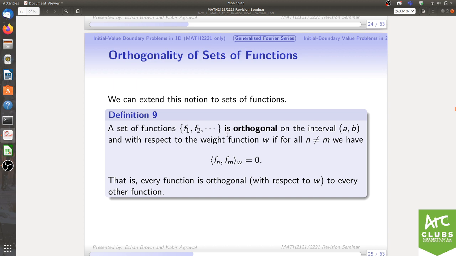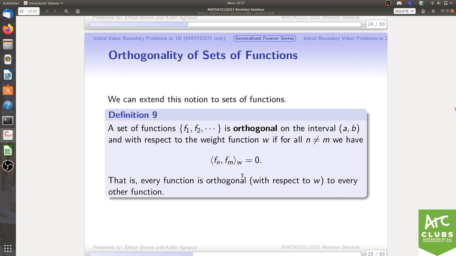So we can create these sets of orthogonal functions, where we are essentially considering a set of functions, and when we take the inner product with respect to a particular weight, if the two functions are not identical, then their inner product is 0, and that's basically what we're calling an orthogonal set.